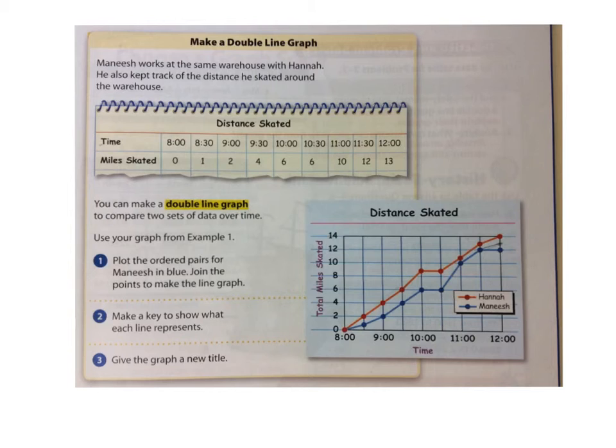So just by looking at this graph, if the red is Hannah and the blue is Manish, who skated more miles all in all? Hannah, because you can see that for every time, Hannah has skated more than Manish, right? Okay, so by having a double line graph, you can compare 2 sets of data by looking at one thing because you have different colored lines. When you have a double line graph, what do you need to make sure you have? A key, so that you know who you're looking at and what you're looking at.